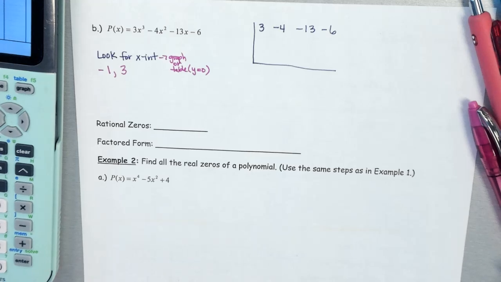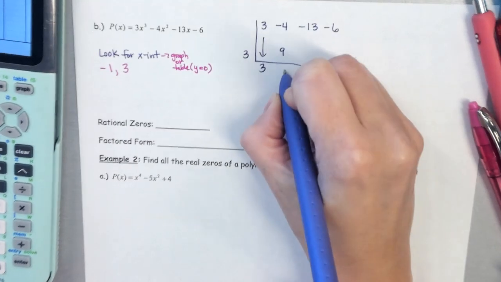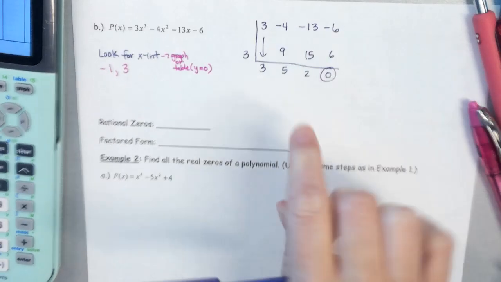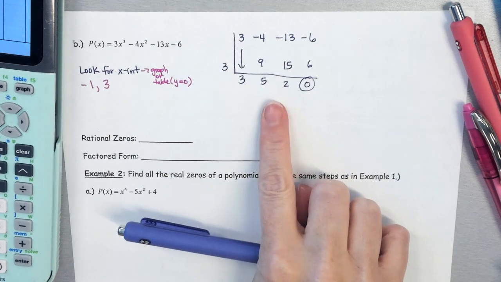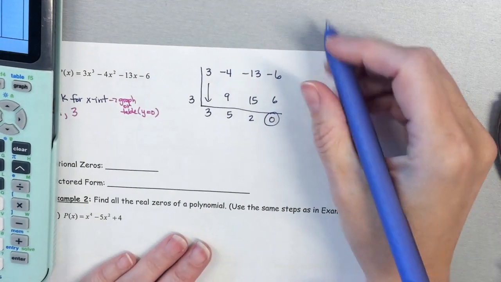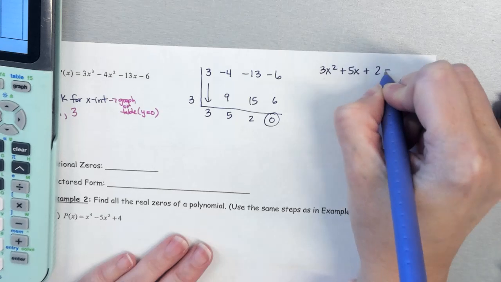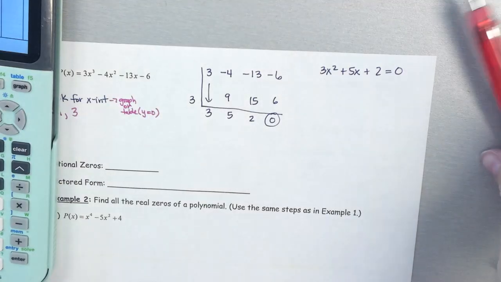What did you guys use? Did you use -1 or 3? Okay. It honestly does not matter. Okay, so no matter which one you used, you got a 0 here, right? So you're going to write this out and then you are going to factor it. So this would be 3x squared plus 5x plus 2. Or if you use -1, you're going to have a different polynomial. It's still going to be factorable.